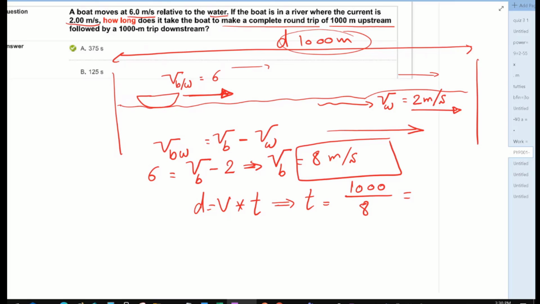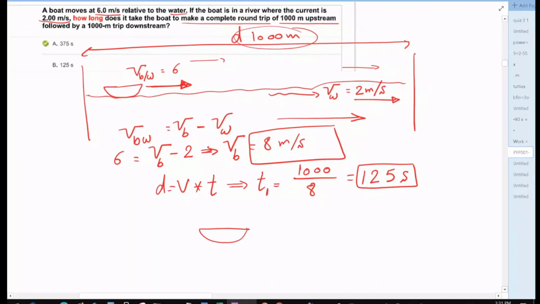What is it? 125 seconds. So this is the time required to go forth. To go back, it will be the opposite.